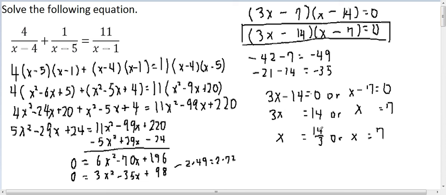Normally, we go ahead and test out these numbers to make sure that they actually work, because sometimes we end up with extraneous solutions that won't actually work in the original equation. But in this case, if we do actually try out the numbers, we will find out that they work. I won't actually test them out here, but both of these numbers will actually work in the equation. So the two solutions to this equation are 14 over 3 and 7.